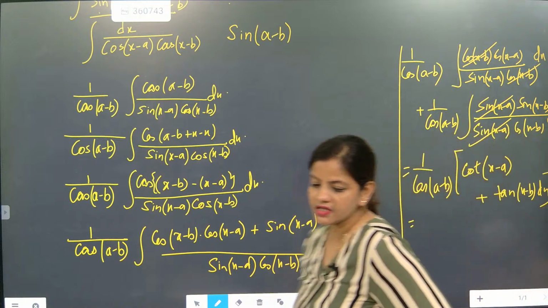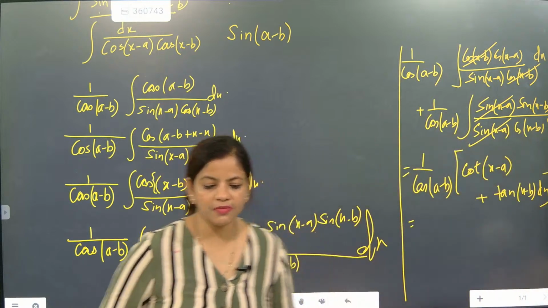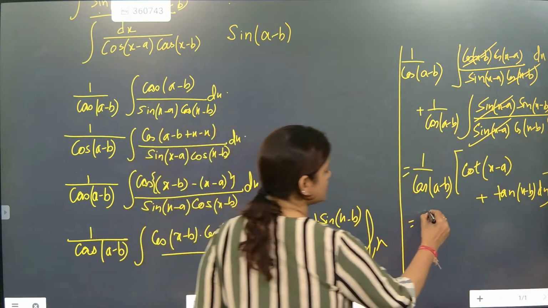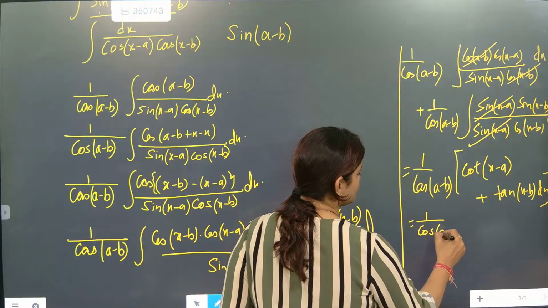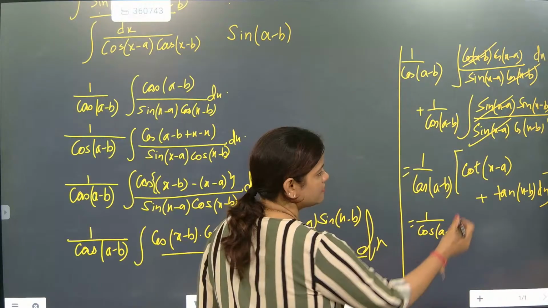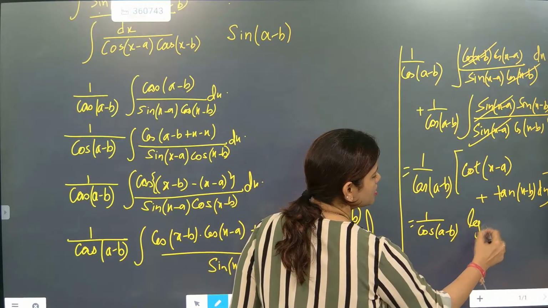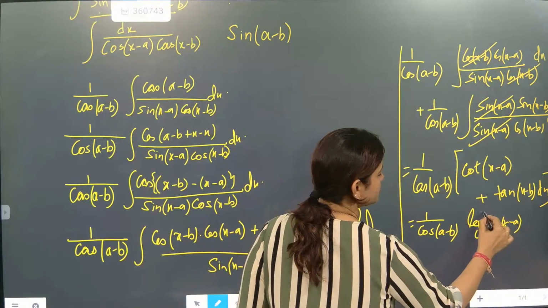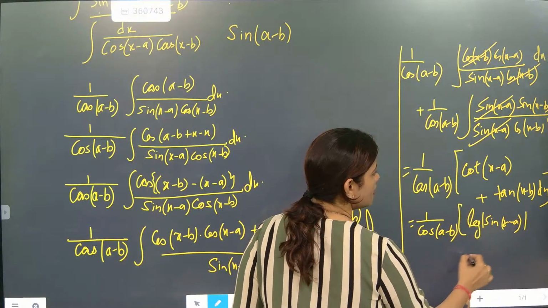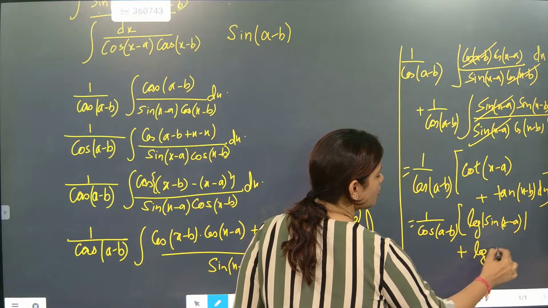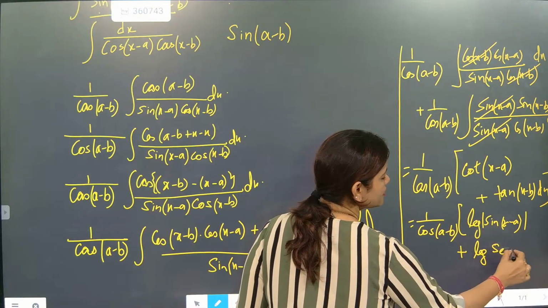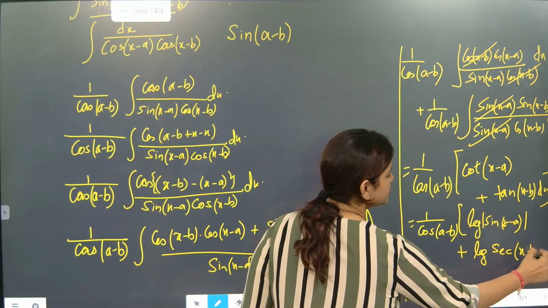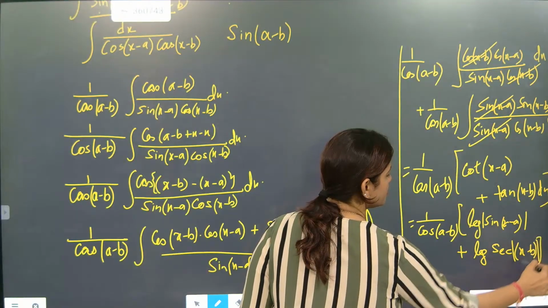Are you understanding this one? Sorry, good evening, beta. Please be attentive in the last sessions. Here what part will come? This part will become log sin (x minus b). And here plus log, tan will become secant, (x minus b) bracket plus.